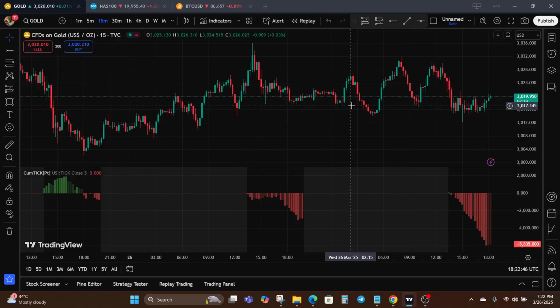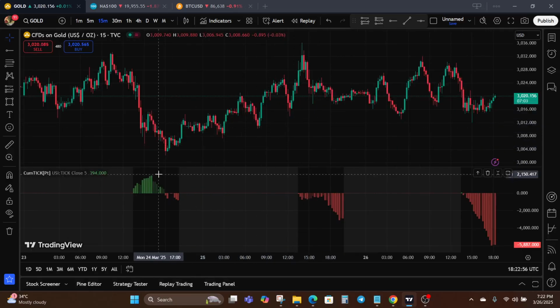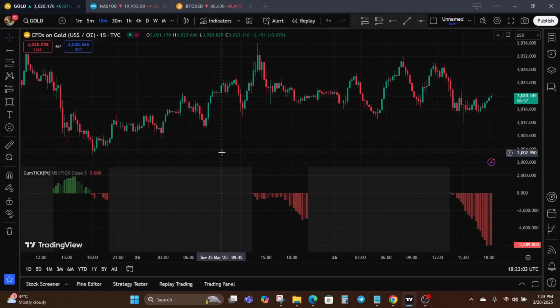When there is more buying pressure, which is more upticks, the cumulative tick will move positively. Conversely, when there is more selling pressure, which are downticks, the cumulative tick moves negatively.